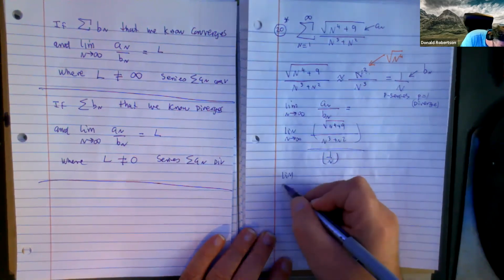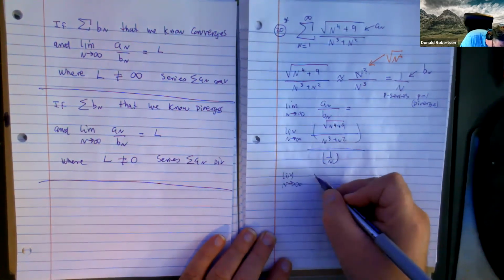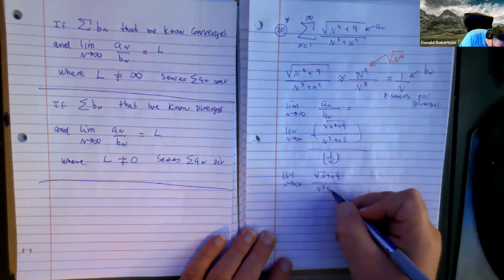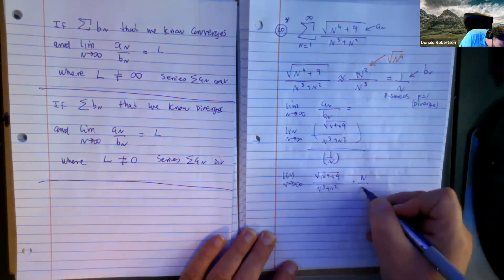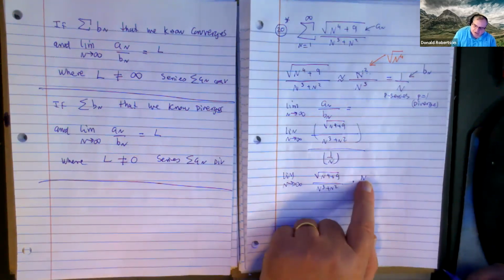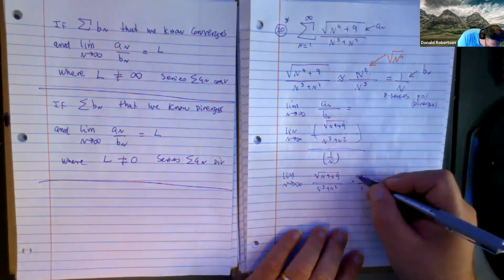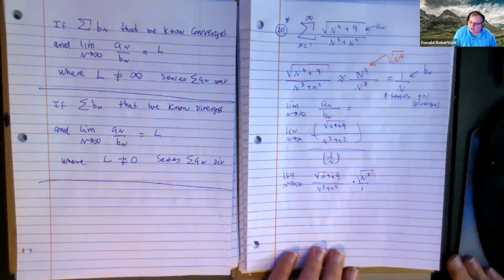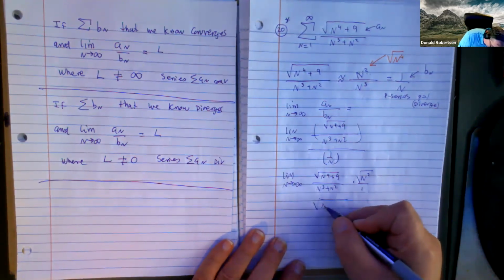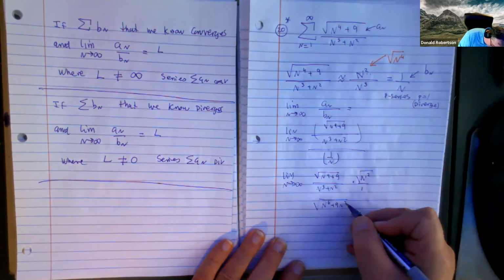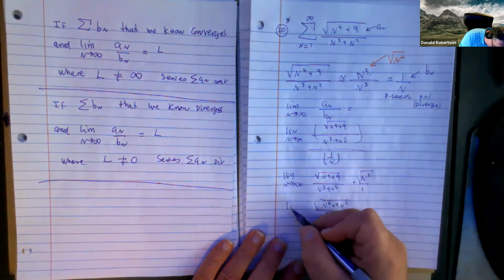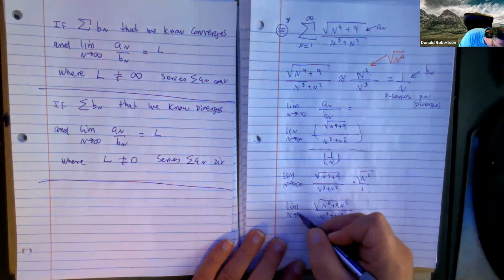That in turn becomes the limit as n tends to infinity of the square root of n to the 4 plus 9 over n cubed plus n squared, times n over 1. Now, since I need to combine these into a single expression, and this is a square root and this is not, then I have to do that little sneaky trick of calling n the square root of n squared. Now that means that we can combine them inside the square root to get that. And on the bottom, you get that.